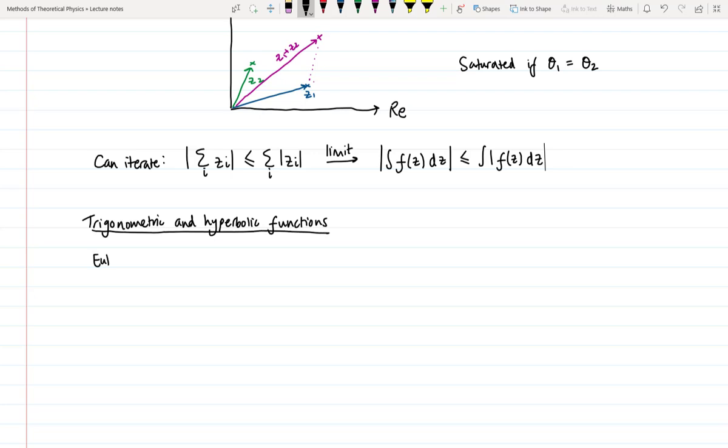We have Euler's formula, which states that e to the i theta is cos theta plus i sine of theta. What about if we consider changing the argument from theta to minus theta? This gives us e to the minus i theta. Now cos is an even function, so cos of minus theta is just cos theta. Sine is an odd function, and so we get minus i sine of theta.